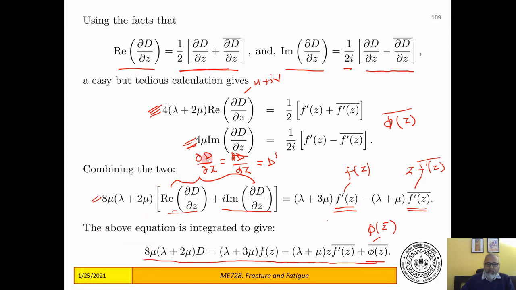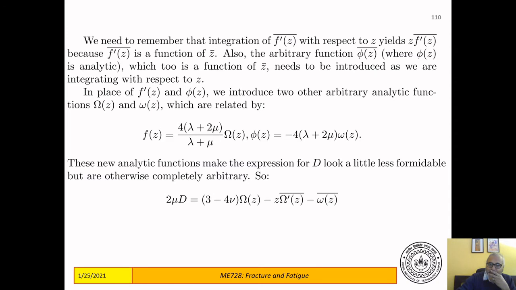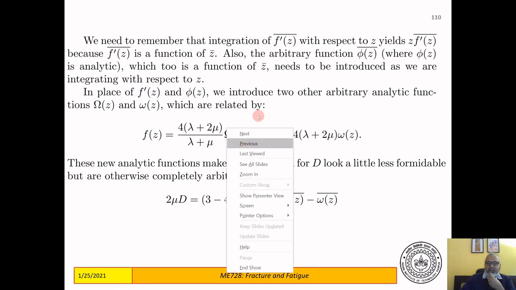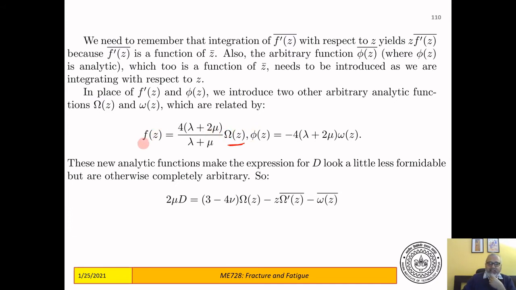You have to remember that this is del d del z. I'm integrating with respect to z, so f prime becomes f z. This is a function of z bar, so it becomes z f prime z bar, and you have a constant phi z bar, which is a function of z bar only. So now you have two analytic functions, f and phi, that need to be determined. So d is determined in terms of f and phi both, and now we just rearrange the equations. So rearranging the equations, we define two new functions. Capital omega z is an analytic function that is related to f z through this relation. This is just to make the equations nicer.